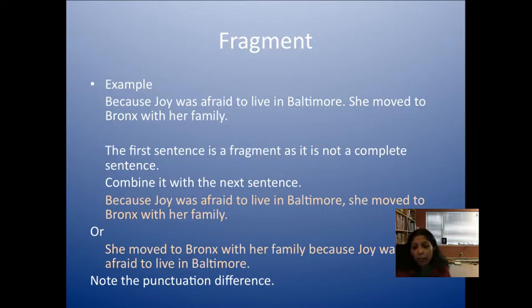Because Joy was afraid to live in Baltimore, she moved to Bronx with her family. So just by putting the comma instead of the period, we have fixed the error. It's that simple. And you can reverse it. She moved to Bronx with her family because Joy was afraid to live in Baltimore. All you have to notice is the punctuation difference.